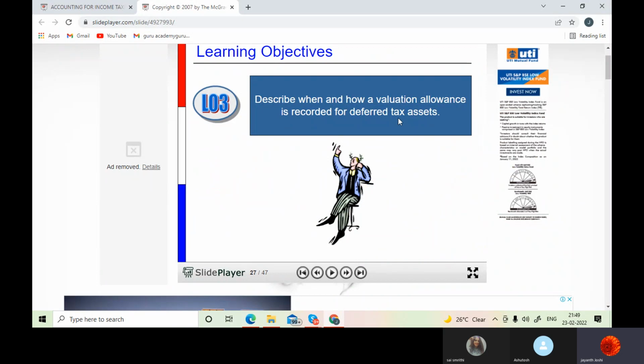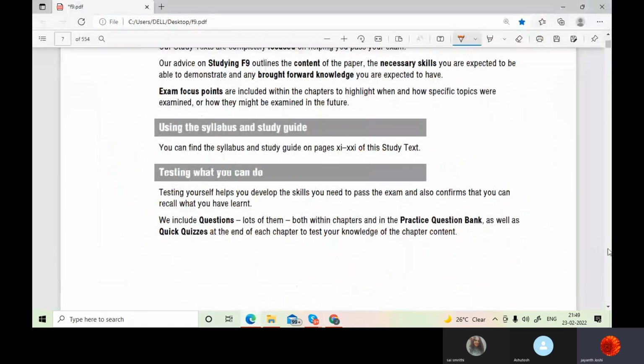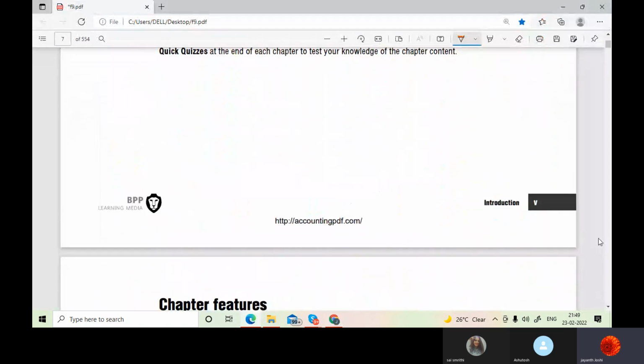So now we don't have valuation allowance and all these things in your syllabus. I'm going with the last and final thing. I have explained to you about the temporary differences. What about the permanent differences?